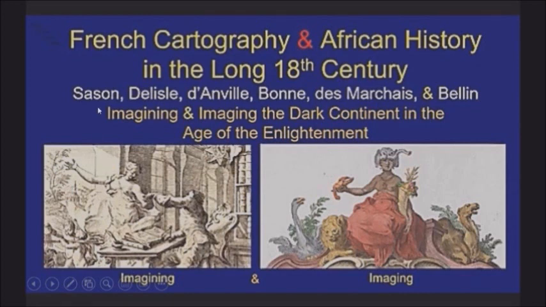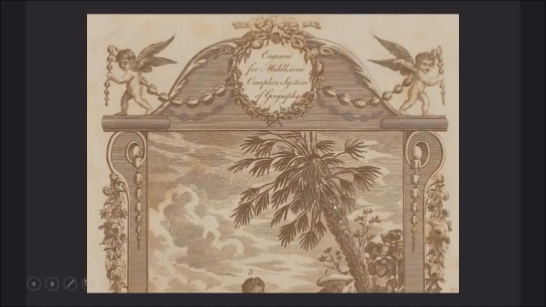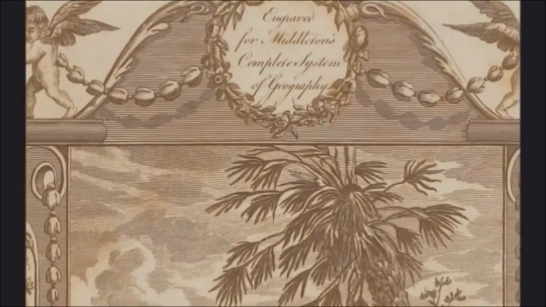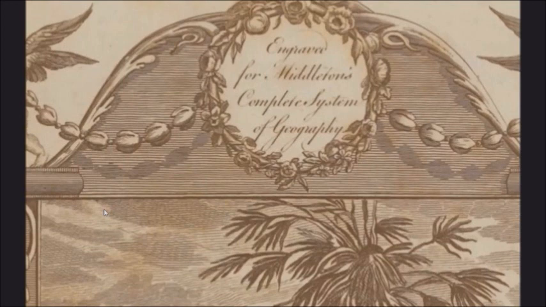A whole series of very famous cartographers are influential in imagining and then imaging Africa in the 18th century. By the late 18th century, this gets translated into geographies. You can actually see these things up close and examine, for example, something that was engraved for Middleton's Complete System of Geography.